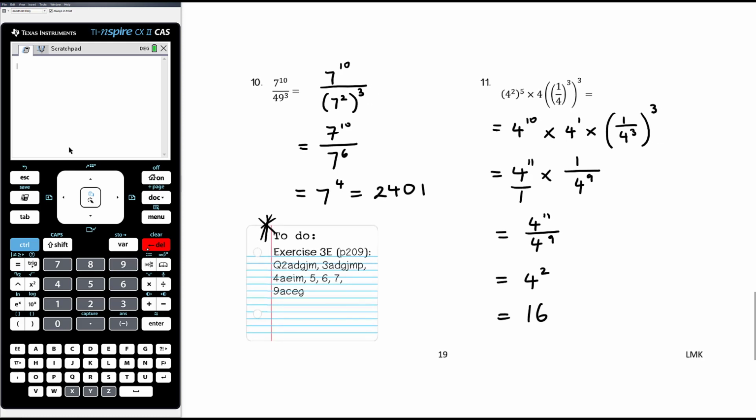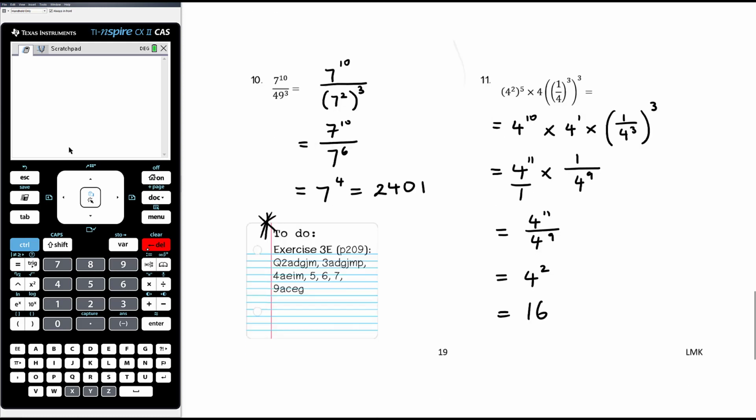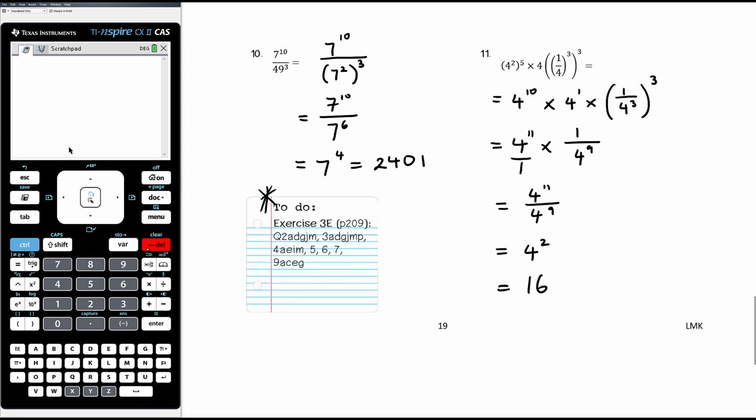Okay, some practice here for you to do from exercise 3E, just practicing these index laws which you should be familiar with from previous years' learning.